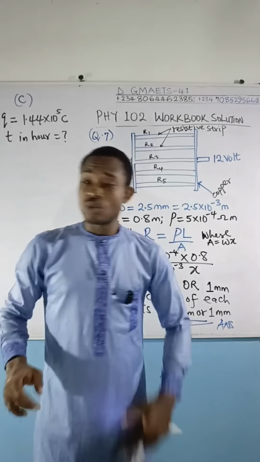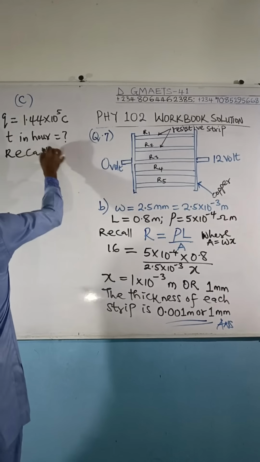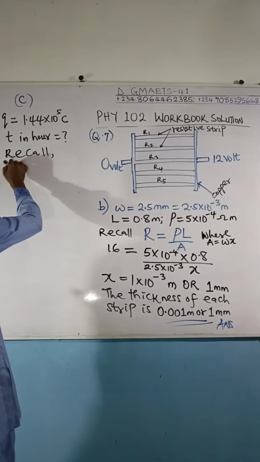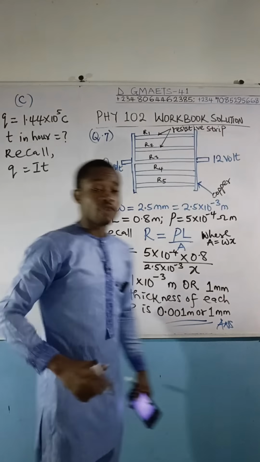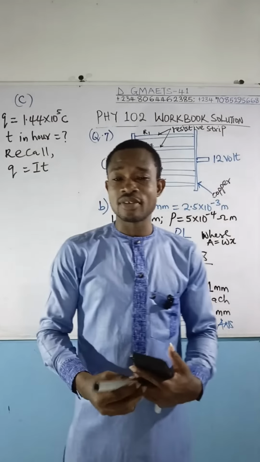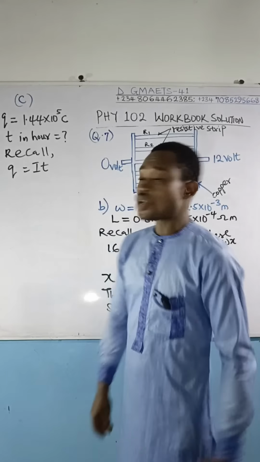So this is simple. We have charge here, we have time. There is one unique formula that connects time to charge. And that formula, recall, is Q is equal to IT. I know you are used to this formula because we have used it time and again on this channel. Q is equal to IT. So I am looking for T.